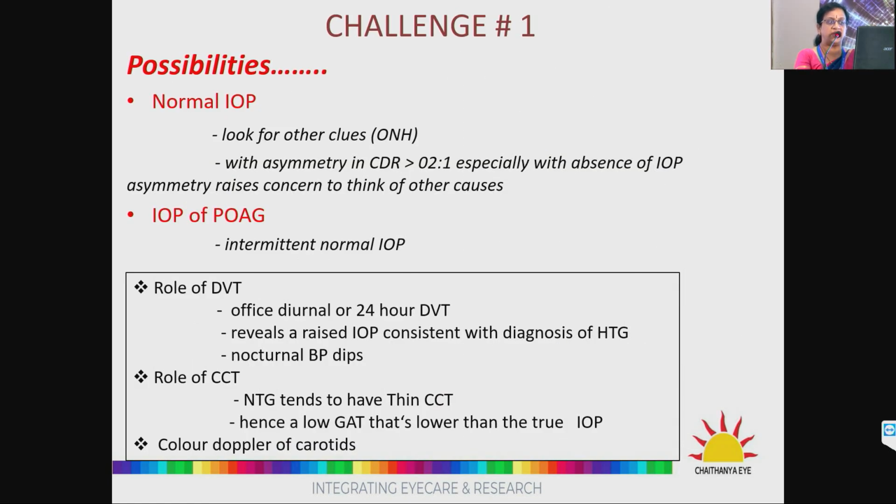So what do we learn from this? I would emphasize in the management of NTG, diurnal phasing, either office DVT or 24-hour DVT, has a major role. Central corneal thickness has to be done in all cases, and in the young, a Doppler scan imaging of the blood vessels. And remember always that you would be looking probably at an IOP which is in the normal phase of a POAG. And again, when you have asymmetric glaucomatous optic neuropathy with no asymmetry in IOP, always think of other causes.